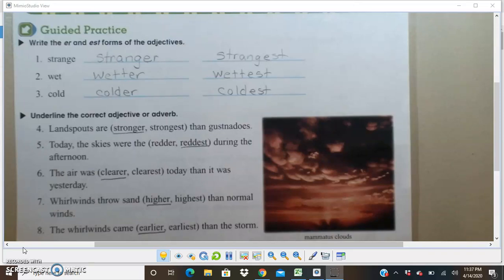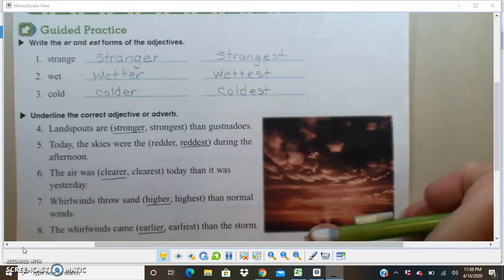Number 7, whirlwinds throw sand higher or highest than normal winds. Well, again, in this sentence, you're only comparing two things, so it's going to be an ER comparison. Number 8, the whirlwinds came earlier or earliest than the storm. Again, in this sentence, you're only comparing two things. The whirlwinds came earlier than the storm. So you're comparing the whirlwinds to the storm, so it's an ER ending.